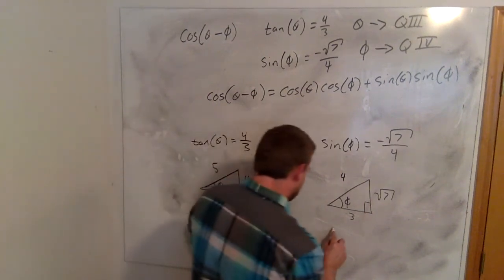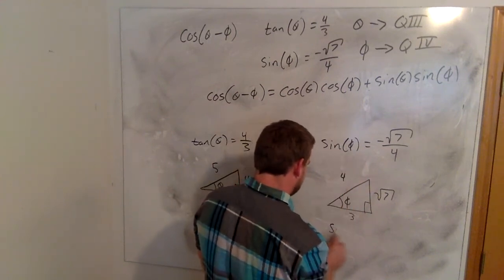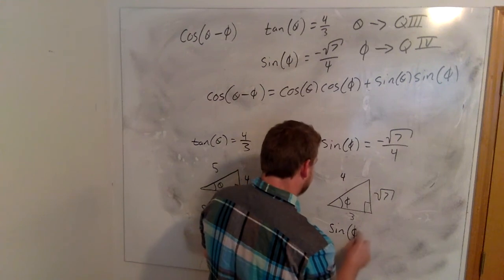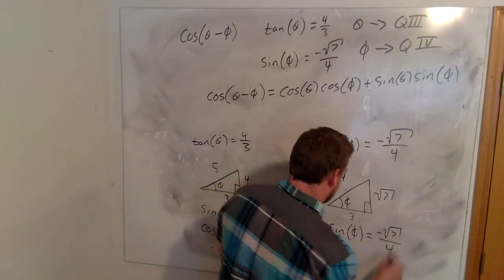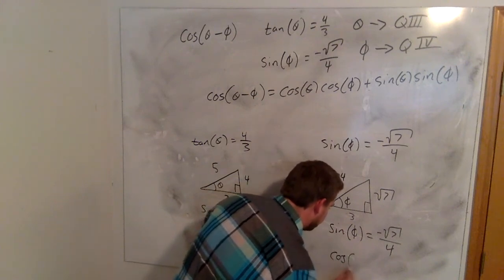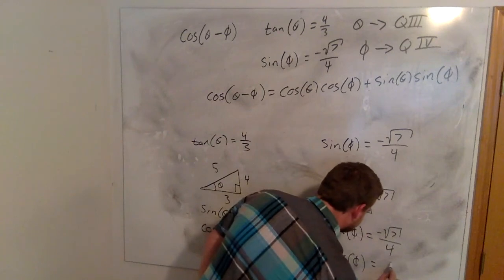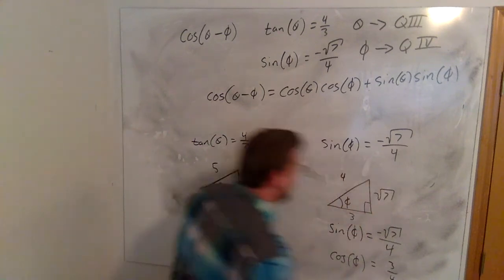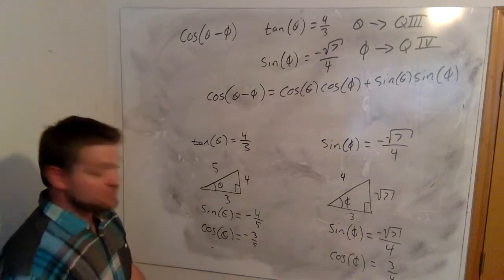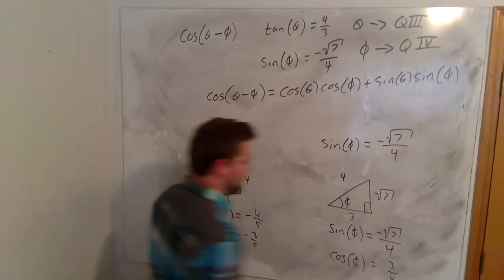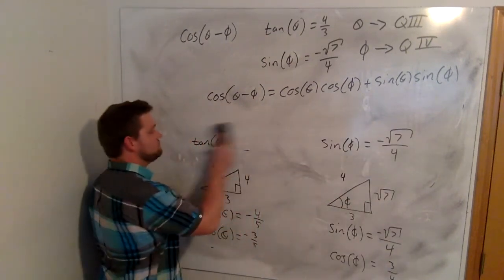Over here, we already know what sine of phi is. So I guess I'll just write it here. We know that sine of phi is equal to the negative square root of 7 all over 4. And cosine of phi, well, cosine will be 3/4. Phi is in quadrant 4, and cosine is positive in quadrant 4, so I'll leave this as a positive. All right, we have all the information we need.